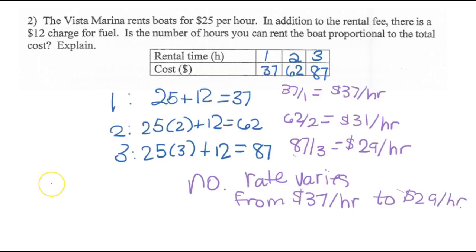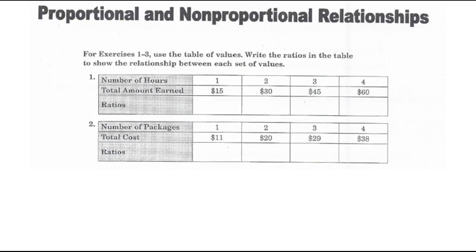Alright, now I want you to go ahead and flip the paper over. The top of the page is going to look like this. For exercises 1 through 3, use the table of values. Write the ratios in the tables to show the relationship. So when that says show the relationship, we're looking for is this proportional or non-proportional.